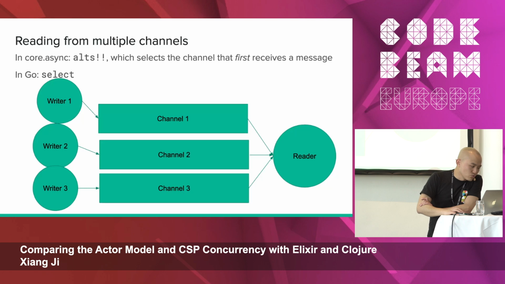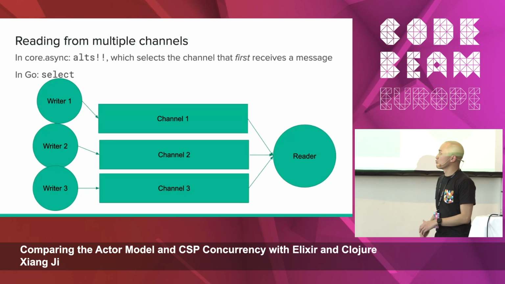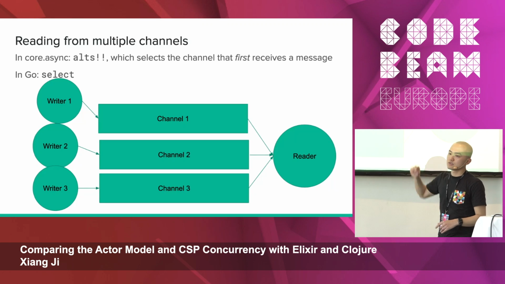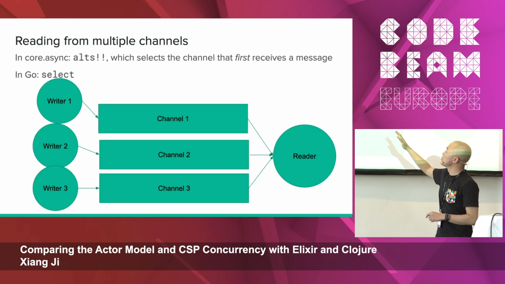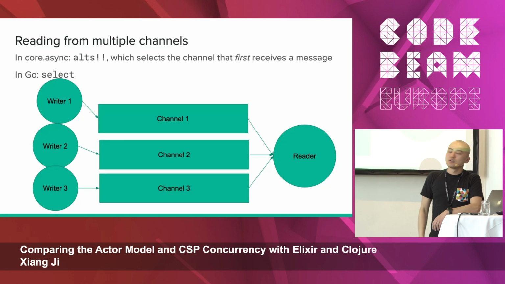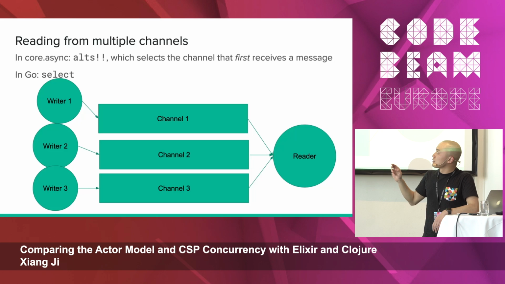You can also read from multiple channels. Basically wait on multiple channels. So whichever channel has a message in it first will get selected, and the reader will get a message from that channel. And in core async, it's called alts. In Go, it's called select.